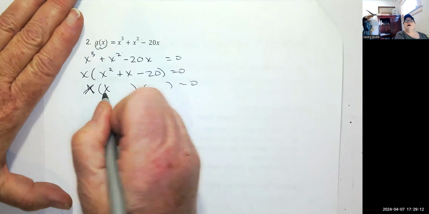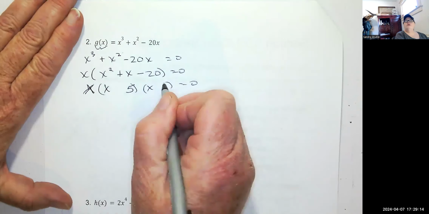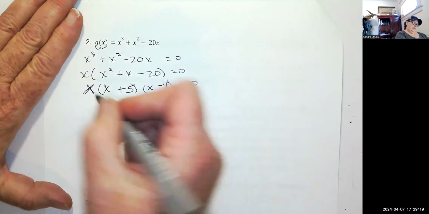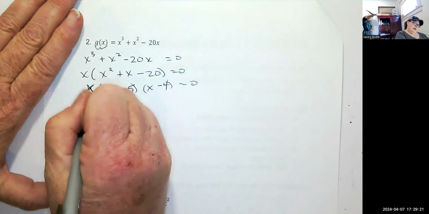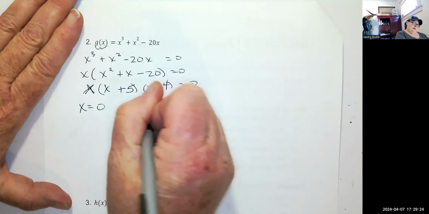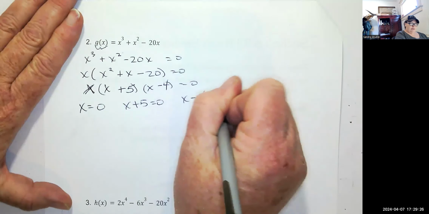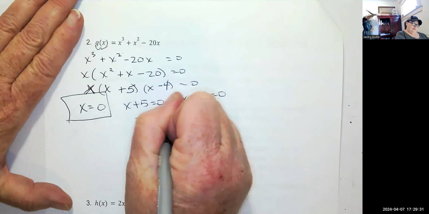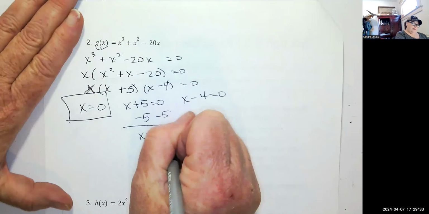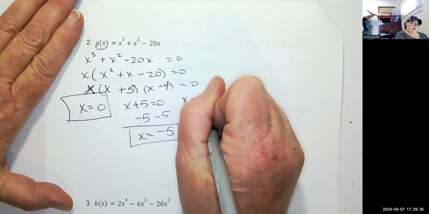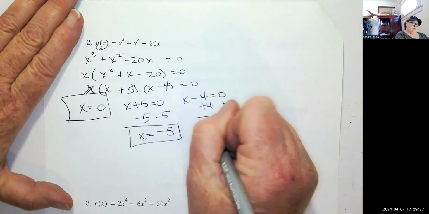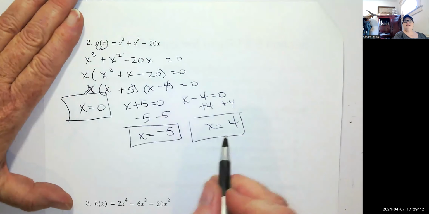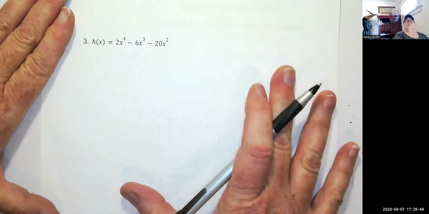X and x, looks like a 5 and a 4, negative and positive. Now I just need to take each of these and set them equal to 0. X equals 0, x plus 5 equals 0, x minus 4 equals 0, and solve for x. So there's 1. Subtract 5 from both sides, x equals -5. There's 2. Add 4 to both sides, and x equals 4. There is 3. We had a degree of 3, so it makes sense to have 3 zeros.